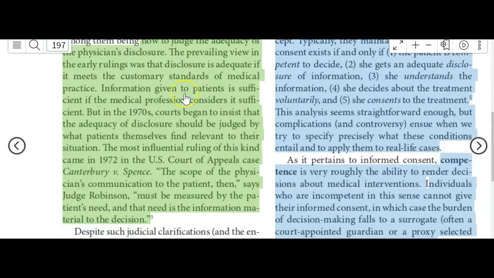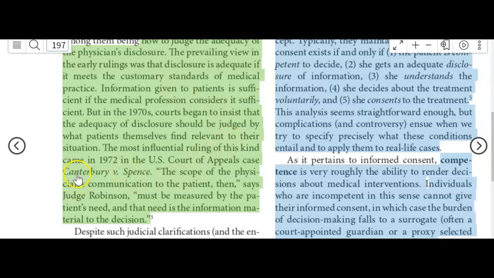Now, one of the tricky things is how much information is a doctor required to share? I mean, patients haven't been to medical school, so it's not like they're going to hand you a whole book on surgery. They have to make an appropriate judgment regarding what information needs to be shared and present it in a way that the patient can understand.